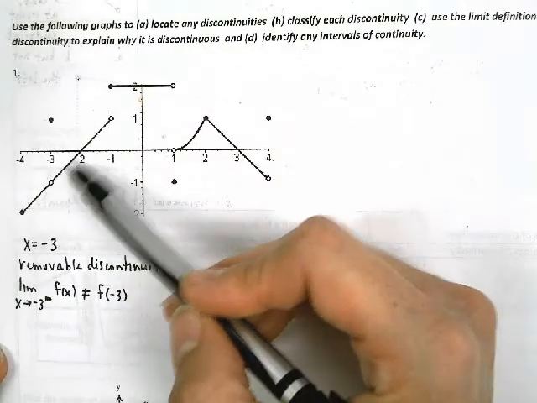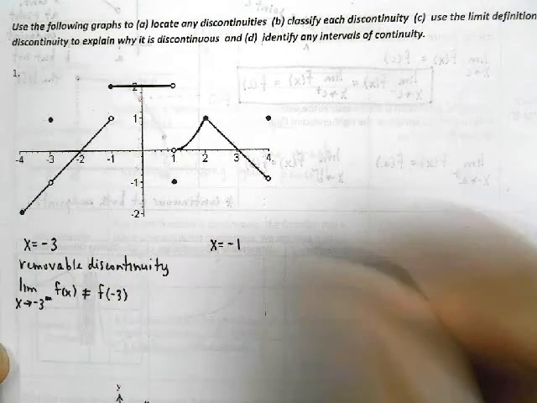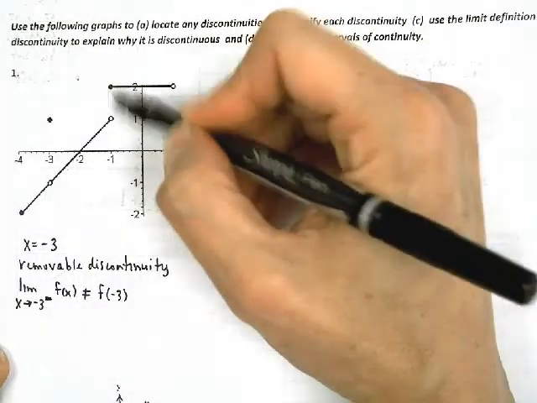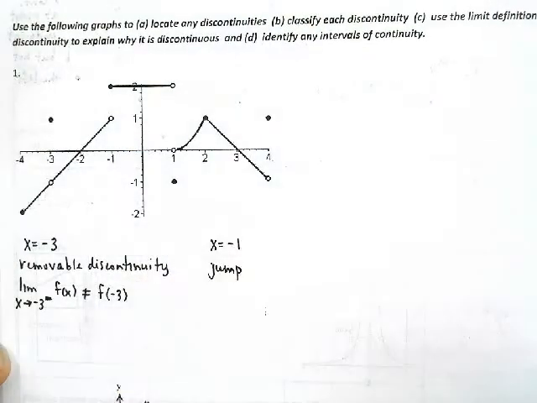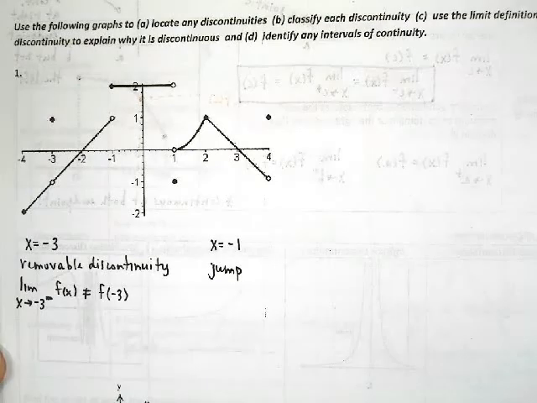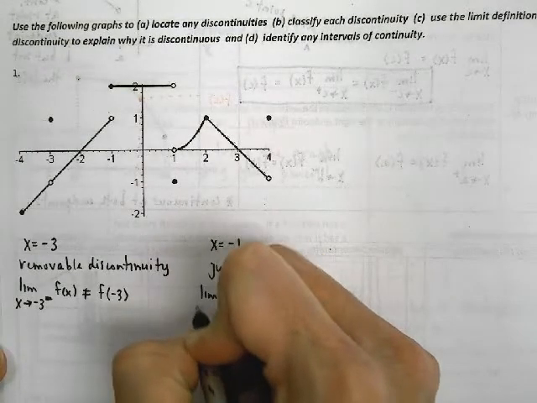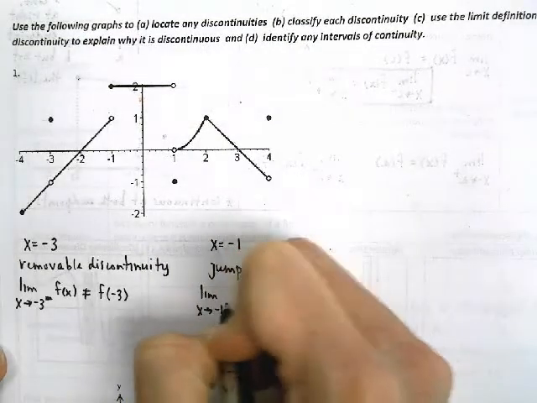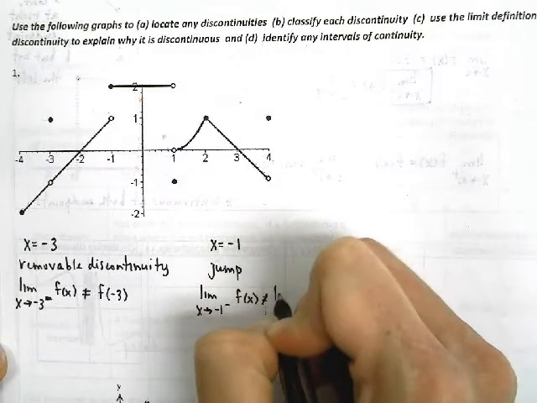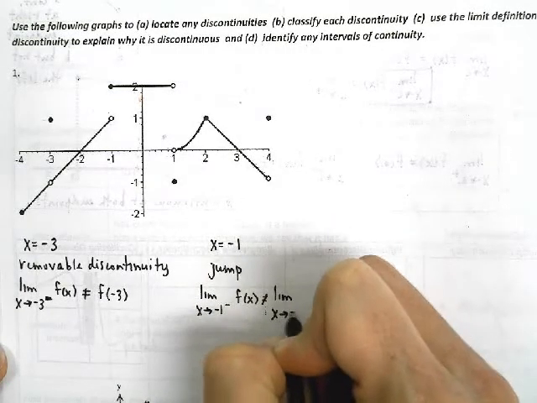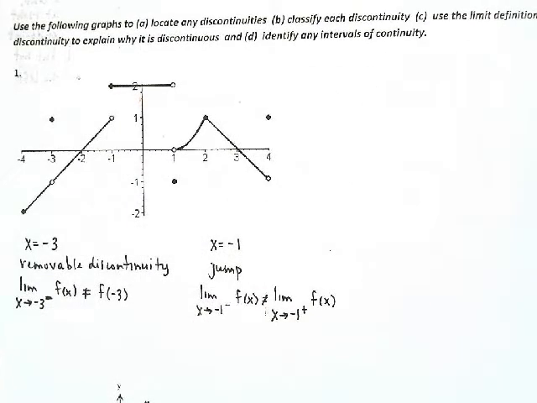All right, so my next one that I encounter is at x equals -1. Clearly here is where we have a jump, so that's our jump discontinuity. Now, my problem here is that the limit as x approaches -1 from the left of f of x is not equal to the limit as x approaches -1 from the right of f of x.